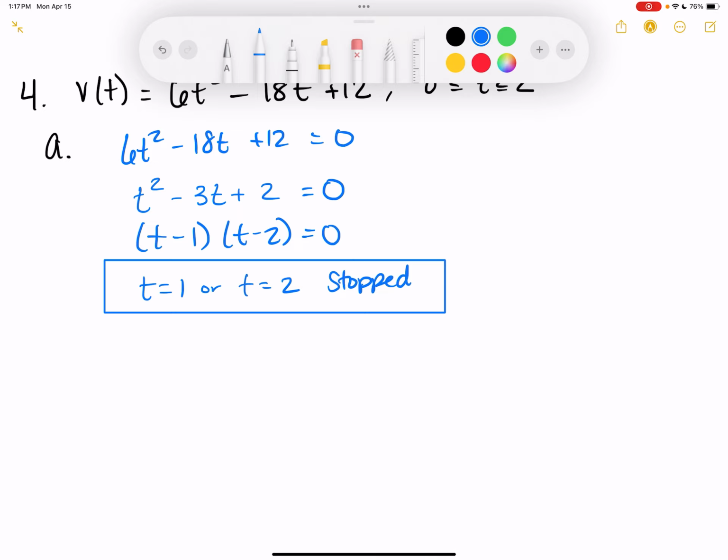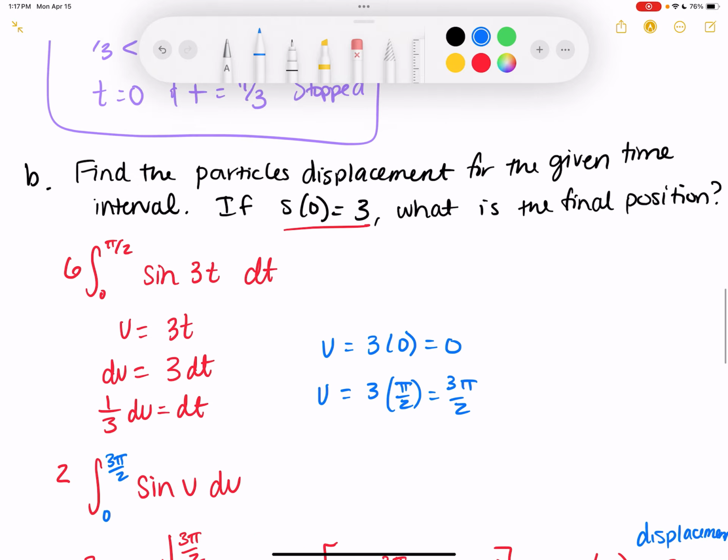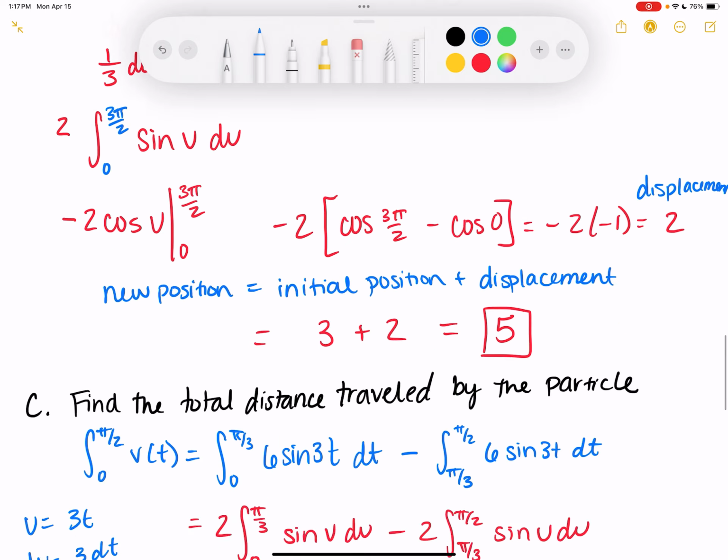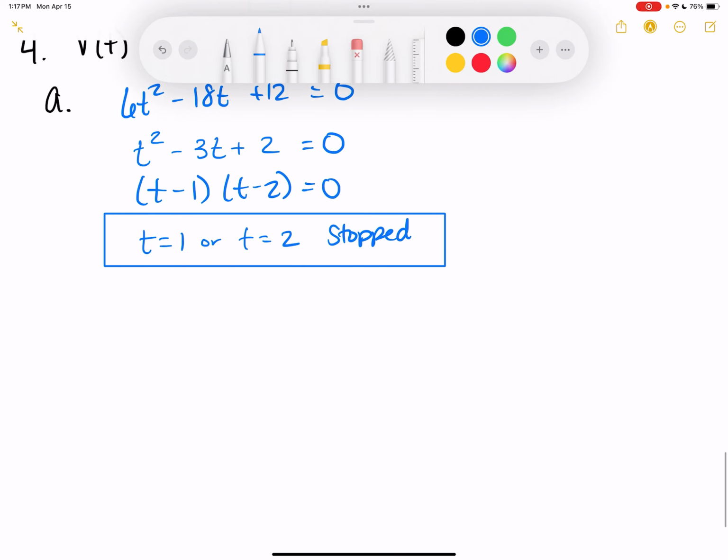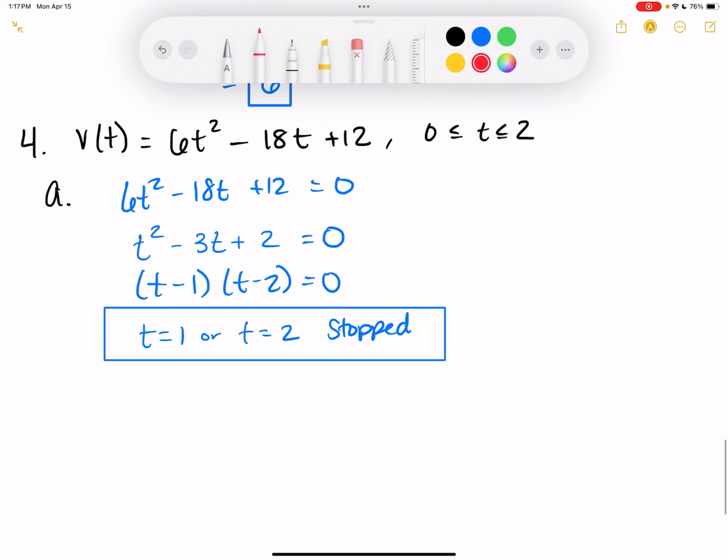So my intervals, how did I write them last time? Oh, I used different colors, that's why. So my intervals are going to be this time 0 less than or equal to t less than 1. Or the other interval is going to be 1 less than t less than 2, because again 2 is a stopping point, so I don't include that one.